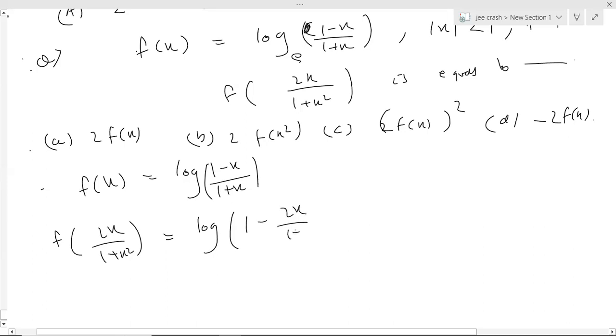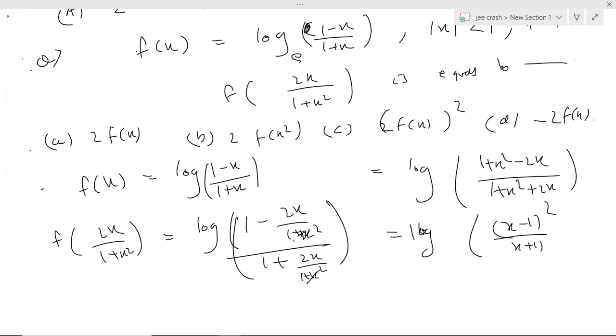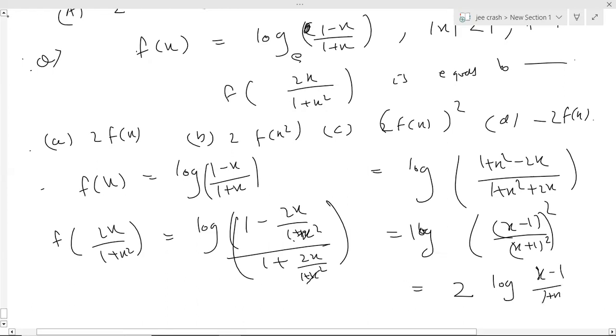1 minus 2x upon 1 plus x squared, upon 1 plus 2x upon 1 plus x squared. So this is log of (1 plus x square minus 2x) upon, this will be cancelled, right? So I'm not writing that. 1 plus x square plus 2x, right? Log, this is (x minus 1) whole square, this is (x plus 1) whole square. So this is whole square. So I can take 2 outside, log of (x minus 1) upon (1 plus x).